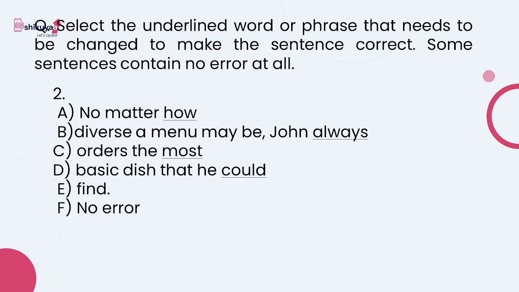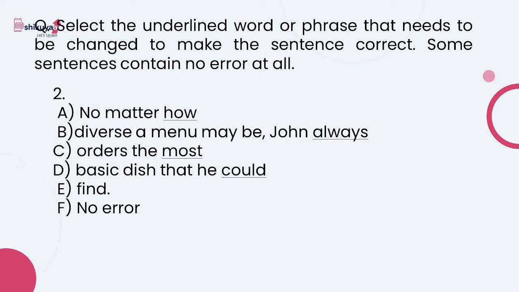And there is, you can say, the next part of the sentence, that he could find. So students, let's see each and every part one by one and identify where the error is. Okay, so part A, no matter how. Now there is no grammatical problem, because the order of the words is absolutely correct. The word how has been underlined. There is no error.